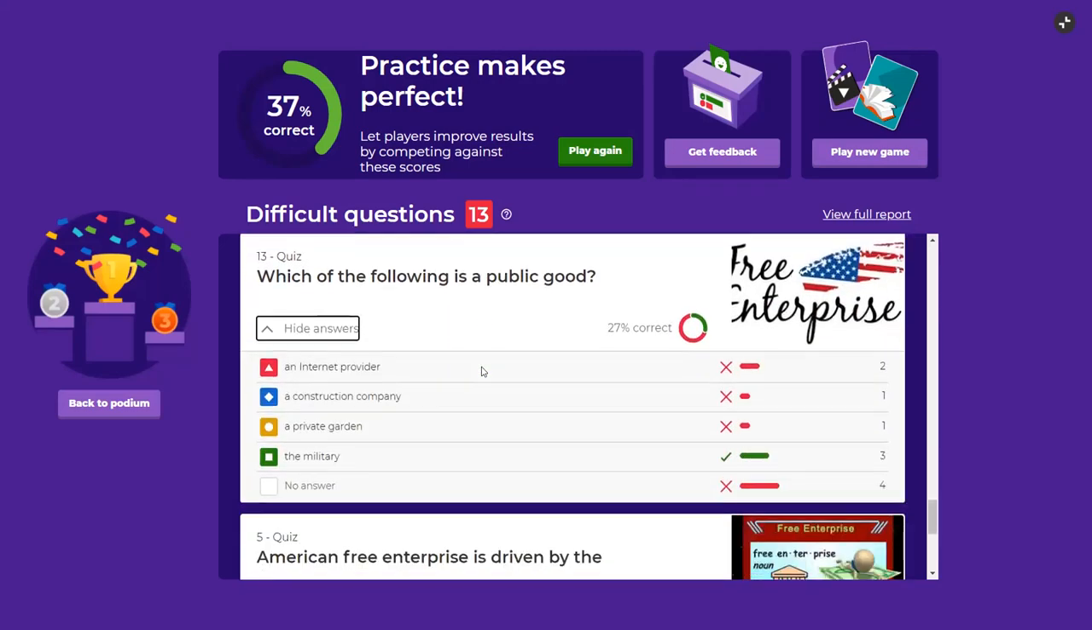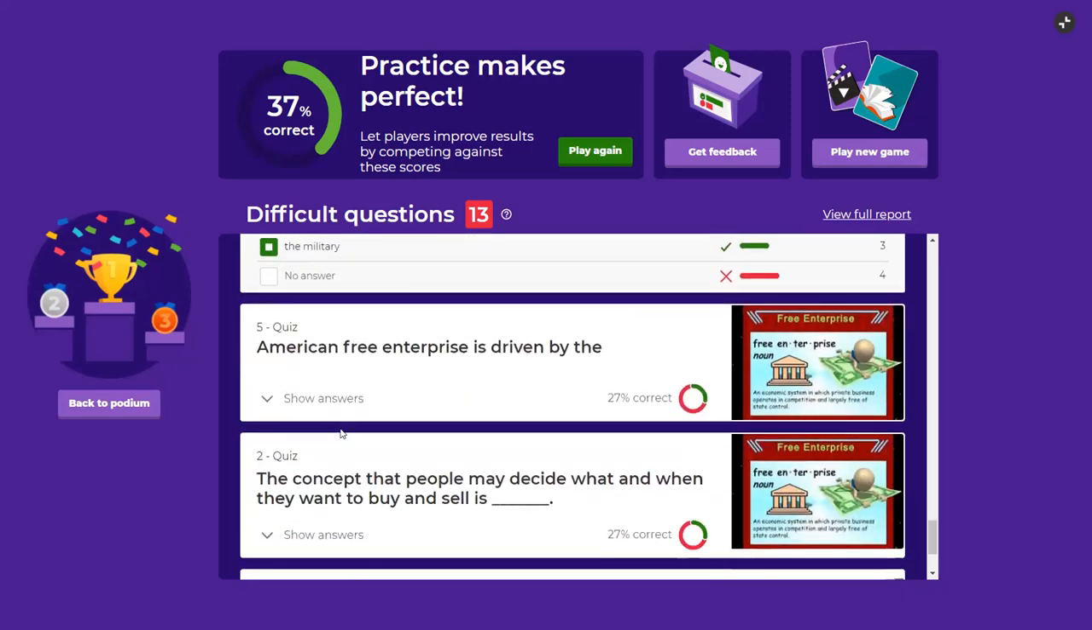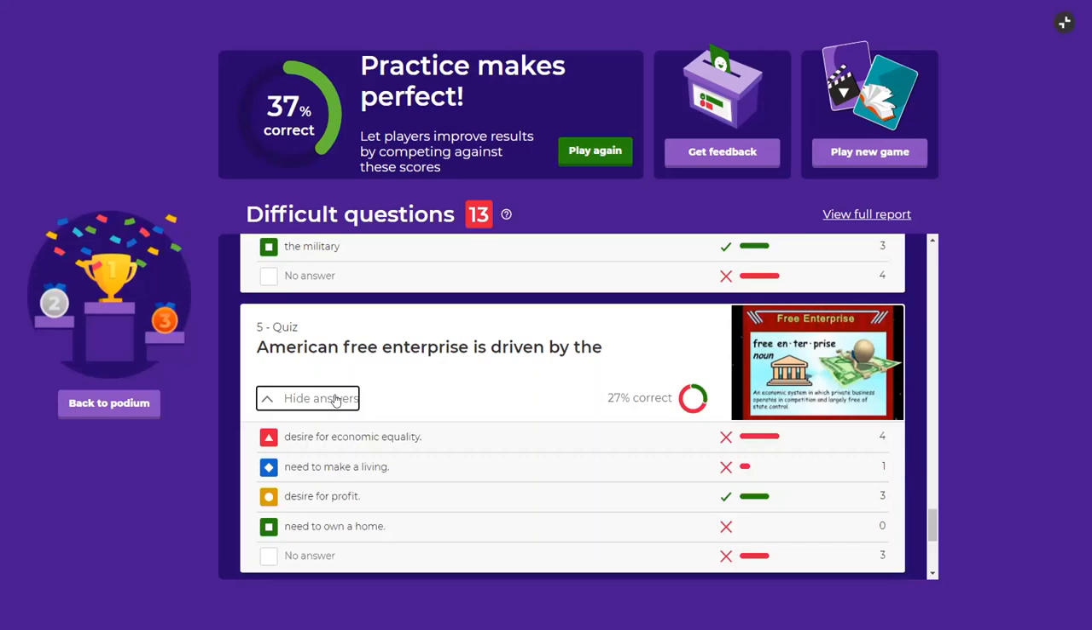Which of the following is a public good? The military. All of these others are run for profit. So when you're trying to determine between public and private, again, is it being produced for a profit, yes or no? If it's yes, it's probably private. If it's no, it's not for profit, it's public.